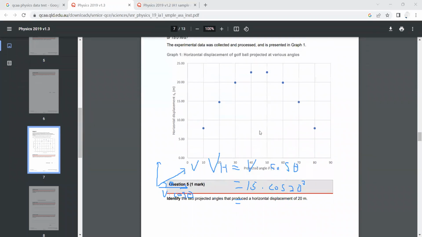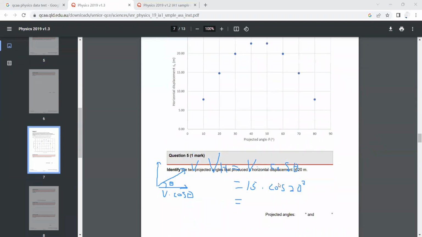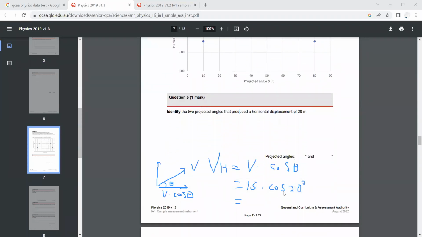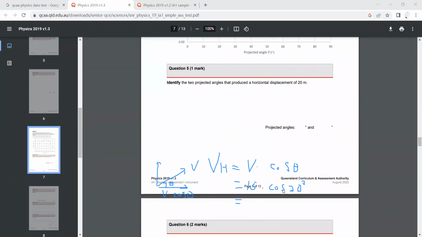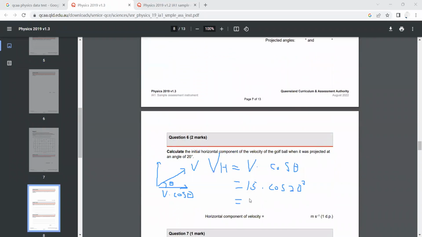Oh, so it's fairly close. Cosine 20 probably is 0.9 something. Okay, the result of that will give us the value. Let me find out what cosine 20 is by using a calculator.